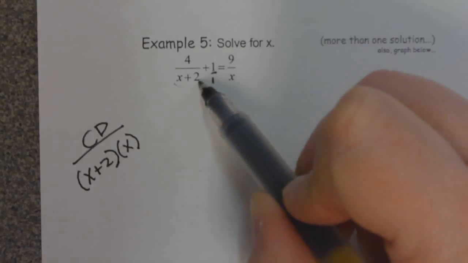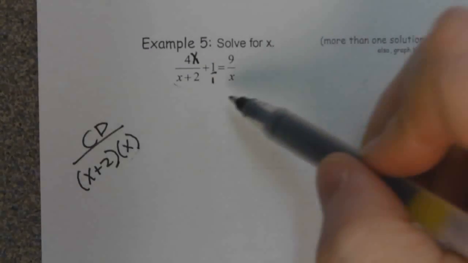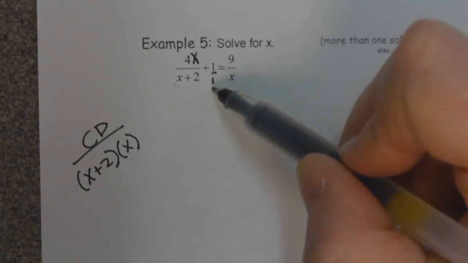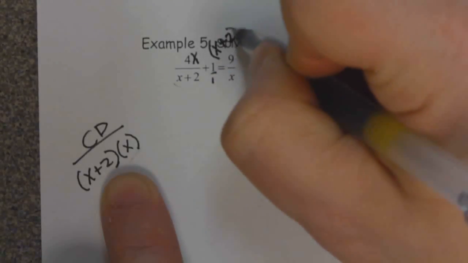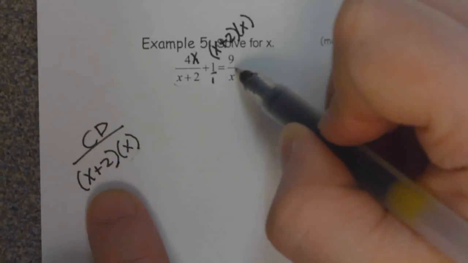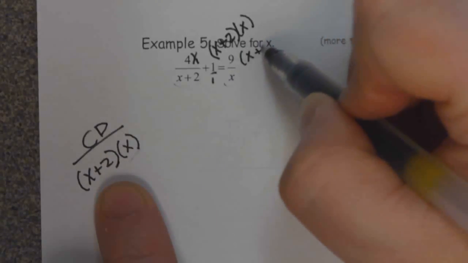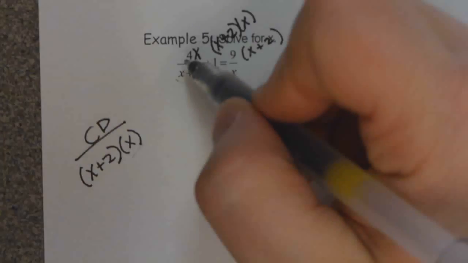What's the x plus 2 missing? It's missing the extra x. What's the 1 missing? Both parts, right? The x plus 2 and the x. And what's the x missing here? The x plus 2. So I'm going to write this out as a multiply problem now here.